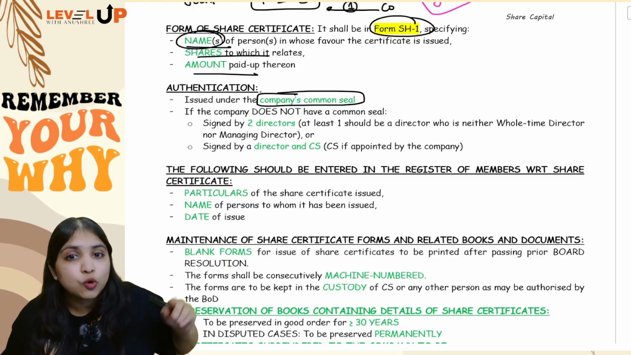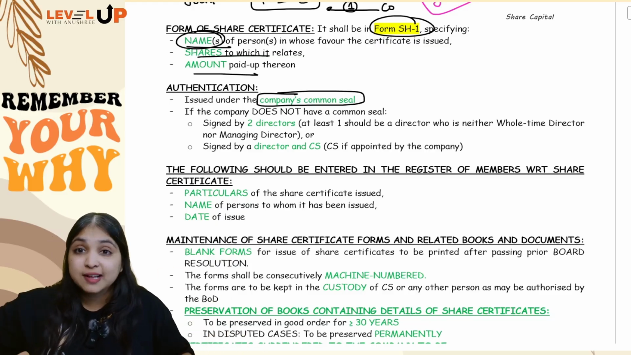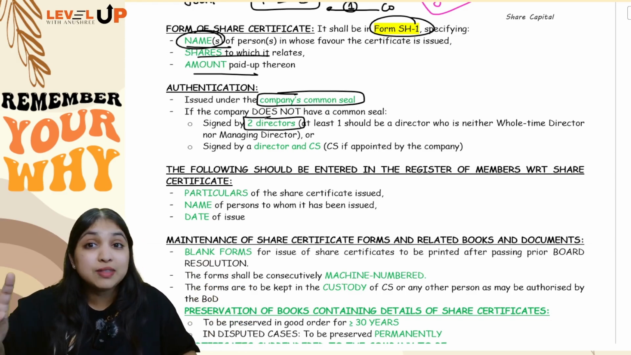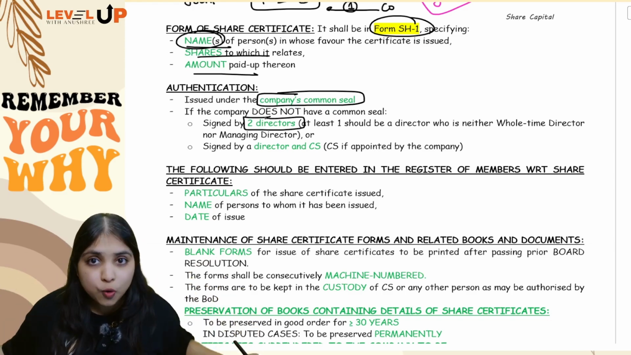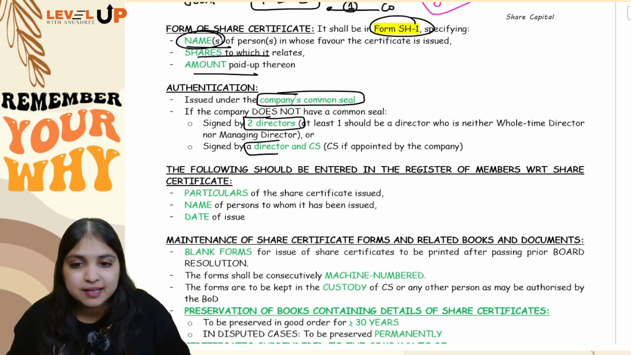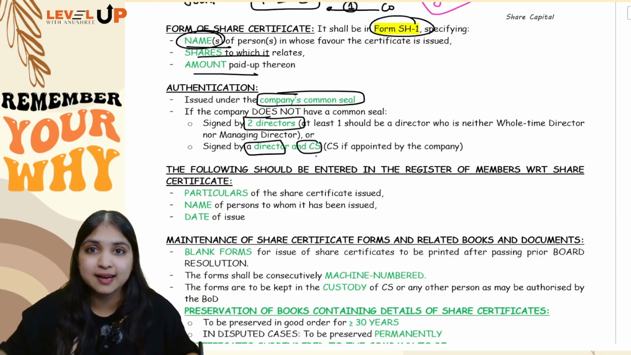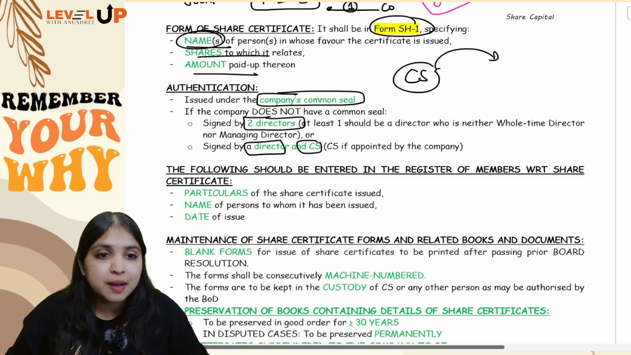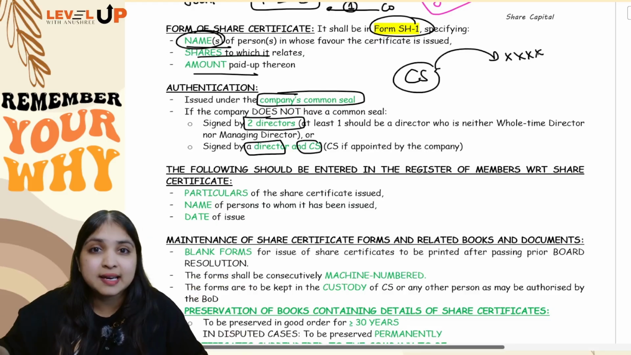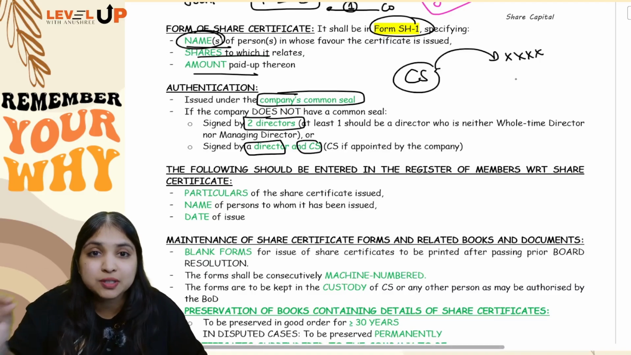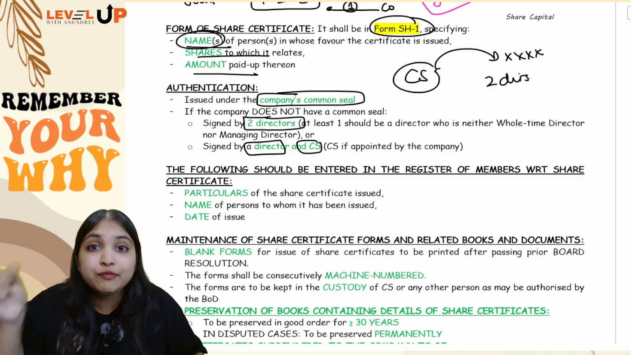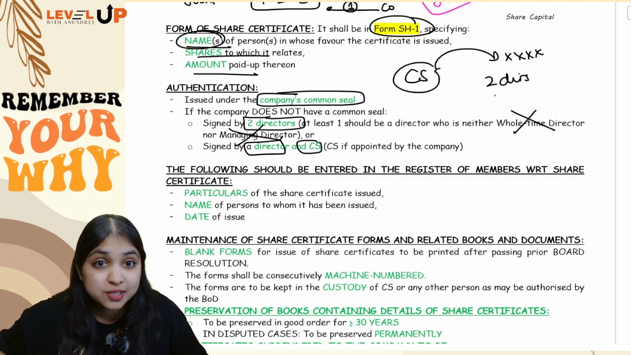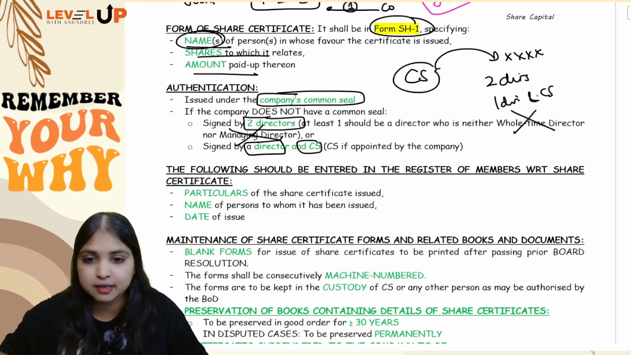So company, if you don't have a common seal, then in that case, the share certificate will be signed by a minimum of 2 directors, out of which one of them should be neither managing director nor whole-time director, or it can be signed by 1 director and 1 company secretary. Again guys, on the share certificate, the company's common seal has to be affixed, but if the company doesn't have a common seal, then in that case, on the share certificate, we will put the signature of 2 directors, out of which 1 director is neither managing director nor whole-time director, or we can put the signature of 1 director and the company secretary of the company.